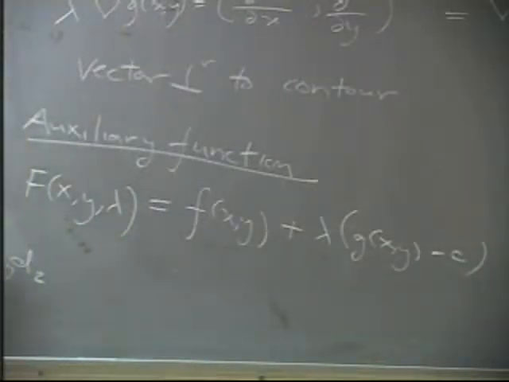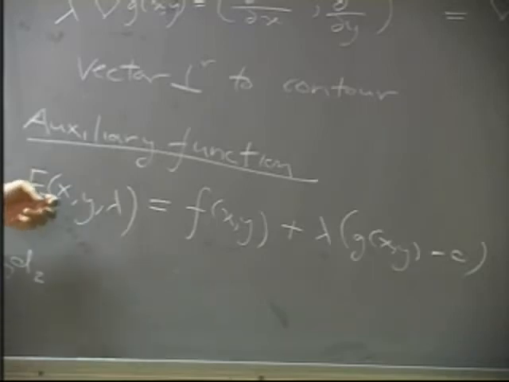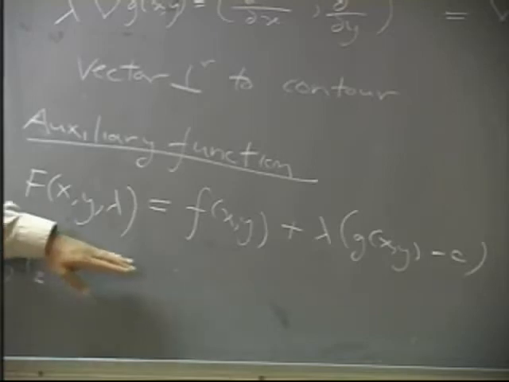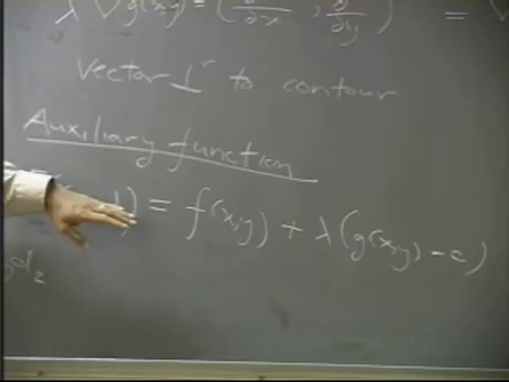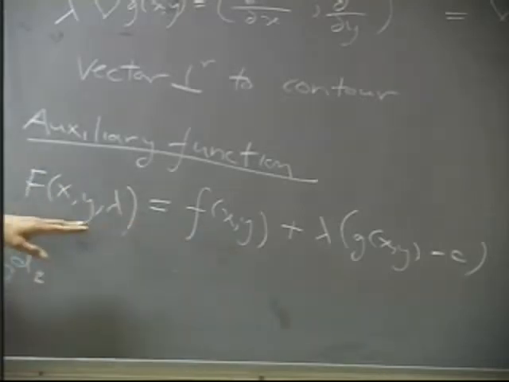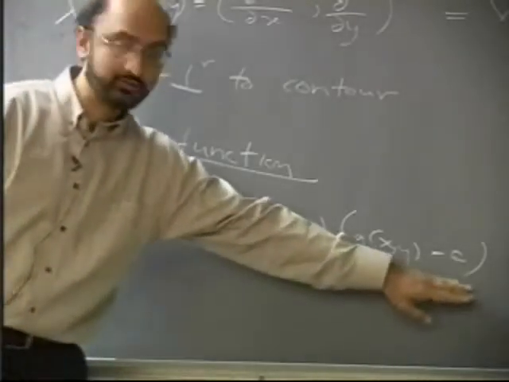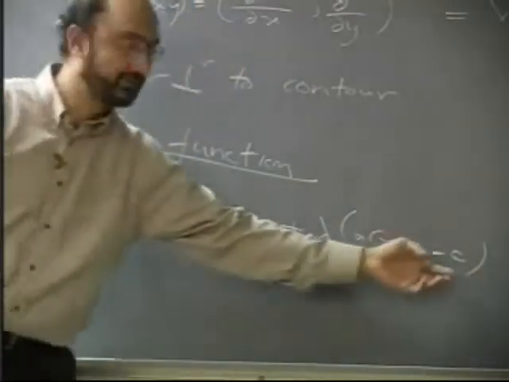Now, what we're going to do is find the maximum or the stationary points of f with respect to x, y, and lambda by setting the partial derivatives with respect to x, y, and lambda to 0. All right? Why are we doing this? Well, if you look at this carefully, the partial derivatives with respect to x and y are basically going to give you the points where the gradient of f(x, y) and the gradient of g(x, y) minus c are aligned with each other, because the partial derivative of c, of course, is 0.